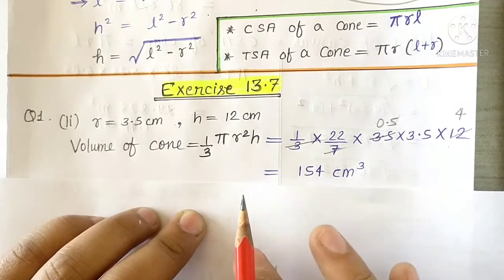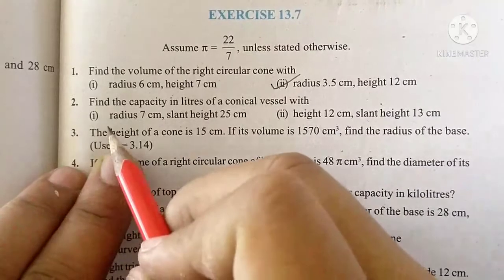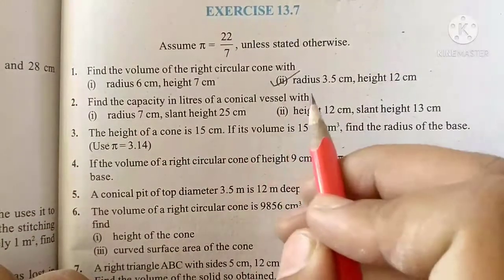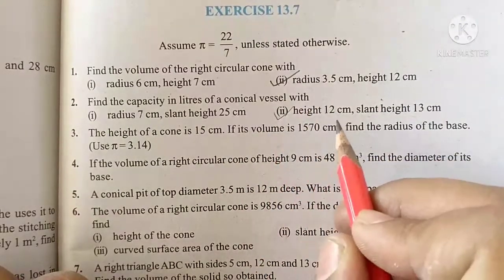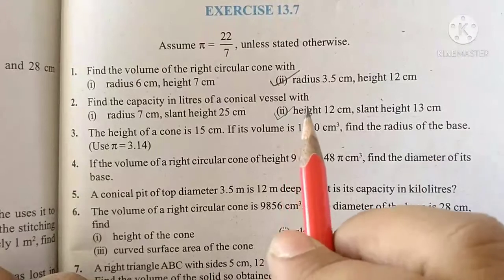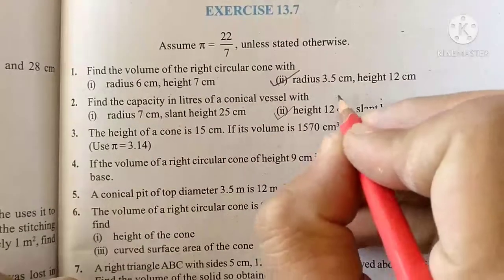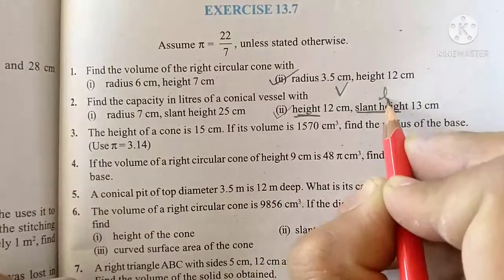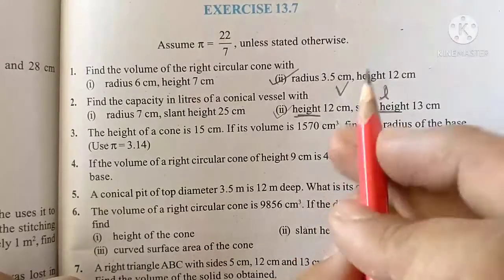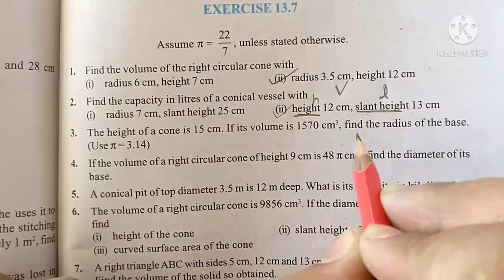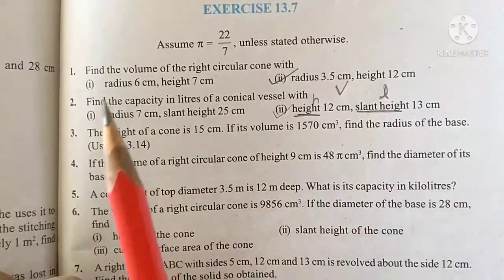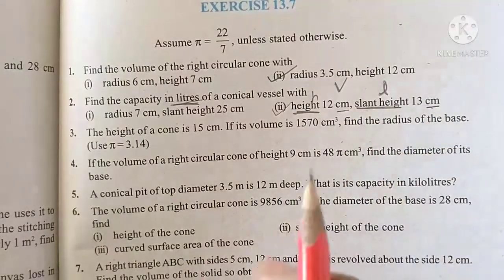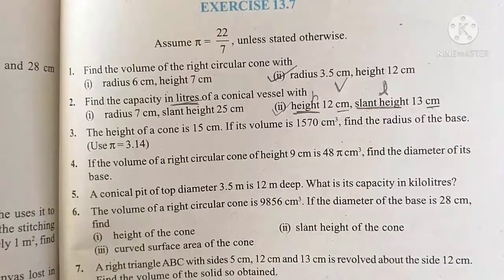This is our answer. Now move to question number 2. In question number 2, they are asking: find the capacity in liters of a conical vessel, we are doing the second part, with height 12 centimeter and slant height 13 centimeter. See, we are talking about capacity. It means we have to find the volume. What we have to find out? Volume. But what is given? H is given and slant height, L, is given. R is not given. So we have to find the R on the basis of this H and L, and then only we can find the volume. But remember one more thing, that we have to find the answer in liters, because these things are given in centimeter. So we will convert the centimeter also into liter. So let's do this question.